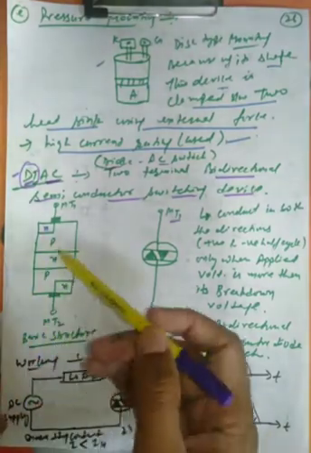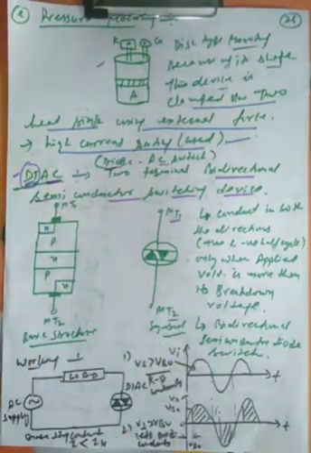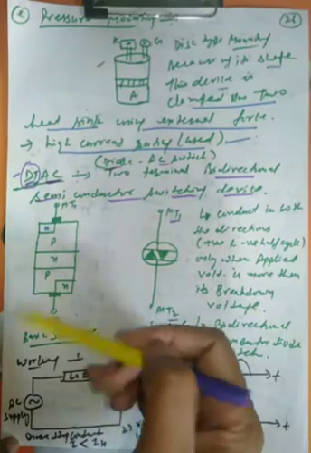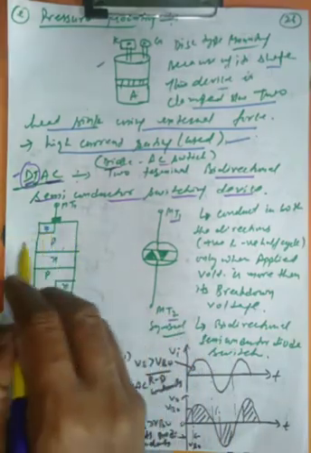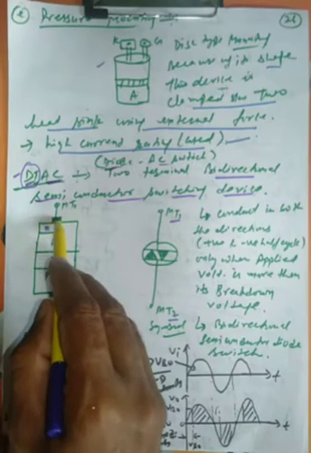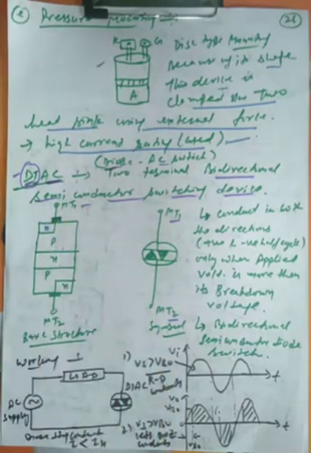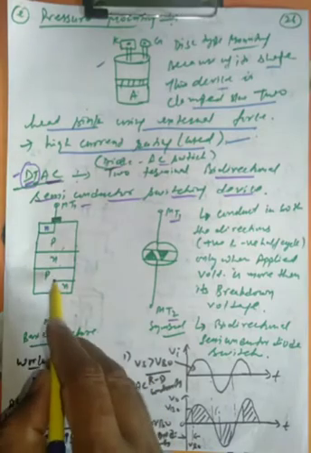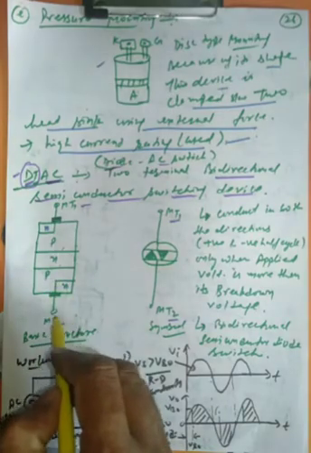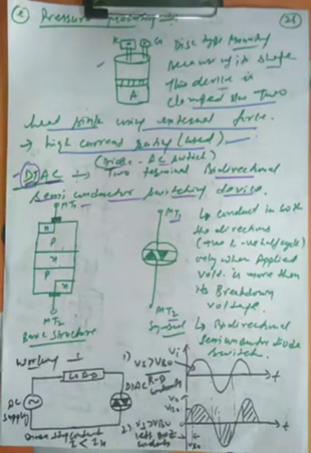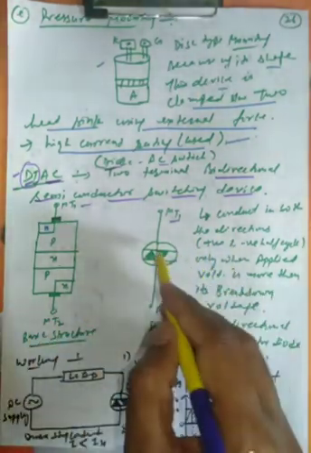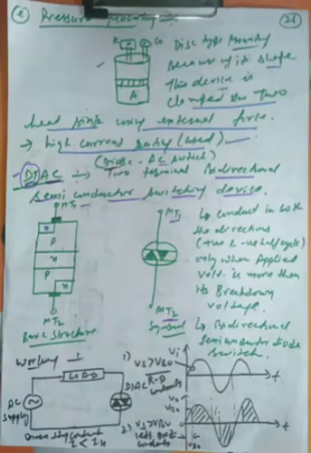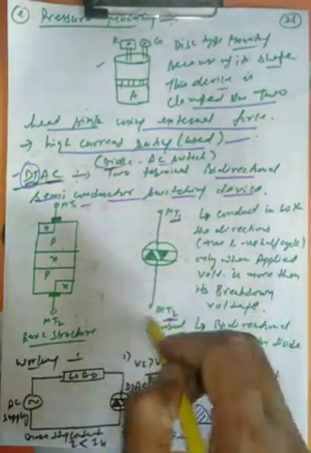This is the basic structure of Diac, which consists of three layers, P, N and P. The N layer is sandwiched between the P layers, and this is terminal 1, and at the other end there is a P terminal which is attached to MT2. So this is the symbol of Diac, consisting of two diodes in opposite directions, with main terminal 1 and main terminal 2.